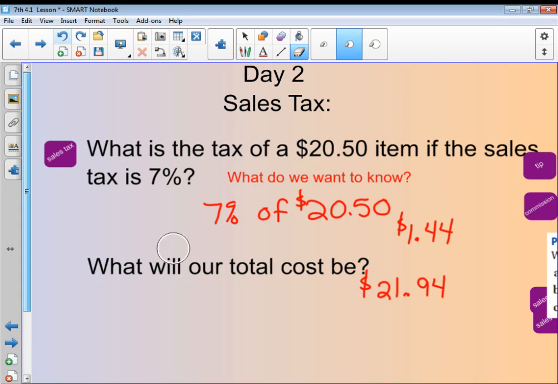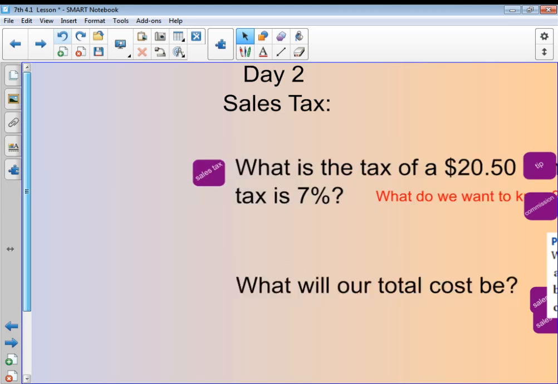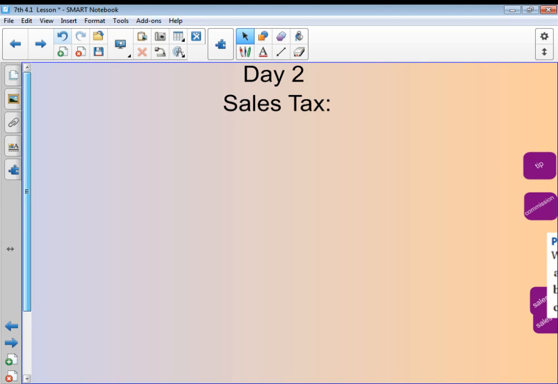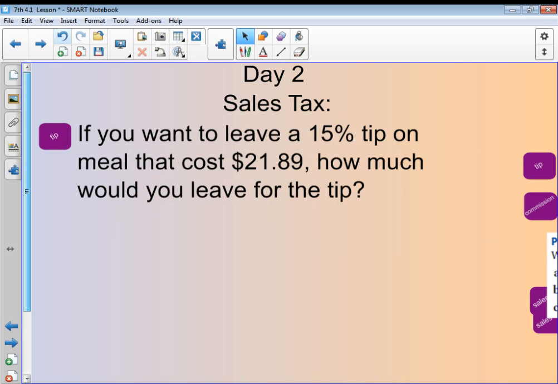Once again, when you're working percentages, even though this wasn't set up in the format that we worked with in the first part of the lesson, percentages almost always you're working with multiplying by the decimal form, whether it's a total price, a tip on a bill, or commission that we'll work with in just a little bit. So here it says if you want to leave a 15% tip on a meal that costs $21.89, how much would you leave for a tip?